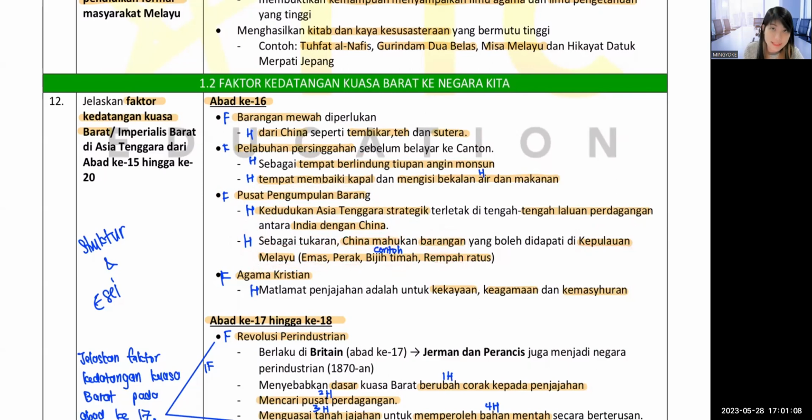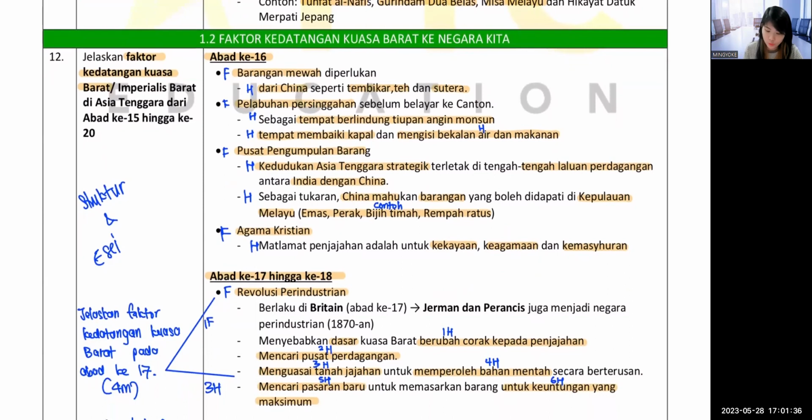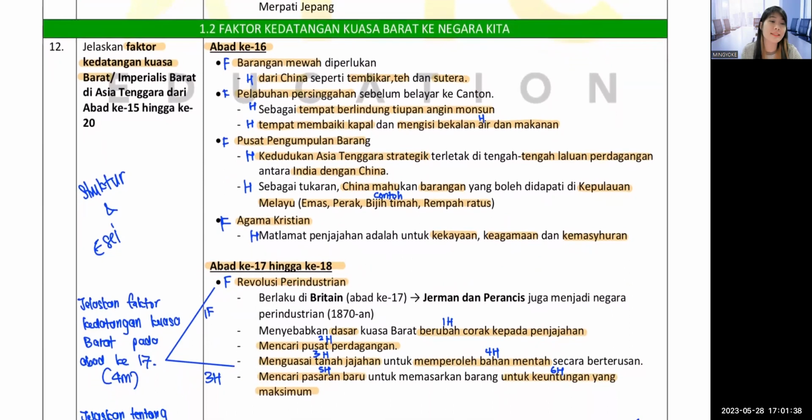How many marks are there? The points are 1, 2, 3, 4, 5, 6, 7, 8, 9, 10. The contoh is considered 1 mark, but you don't need to write all contoh. You just write 2, enough. Understand? Then another marks and another marks. Hannah? Good. Then we move on into abad 17 and 18.